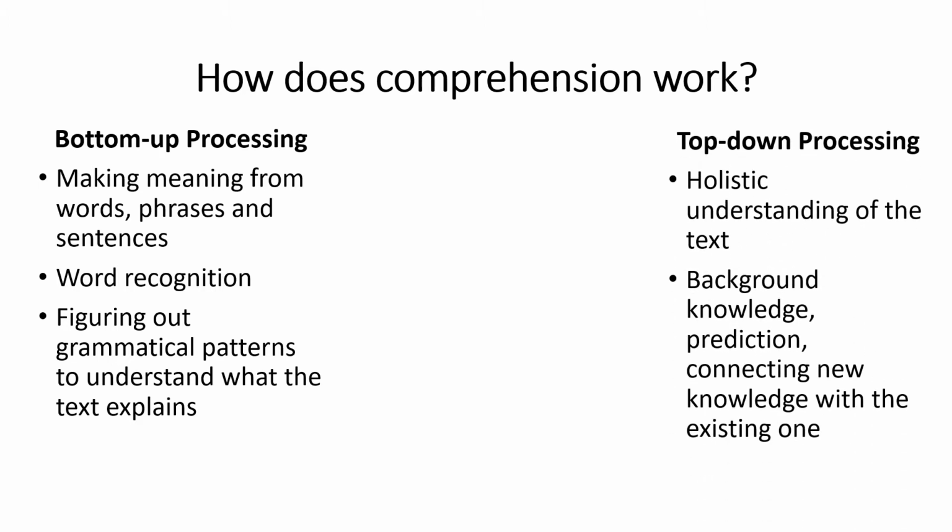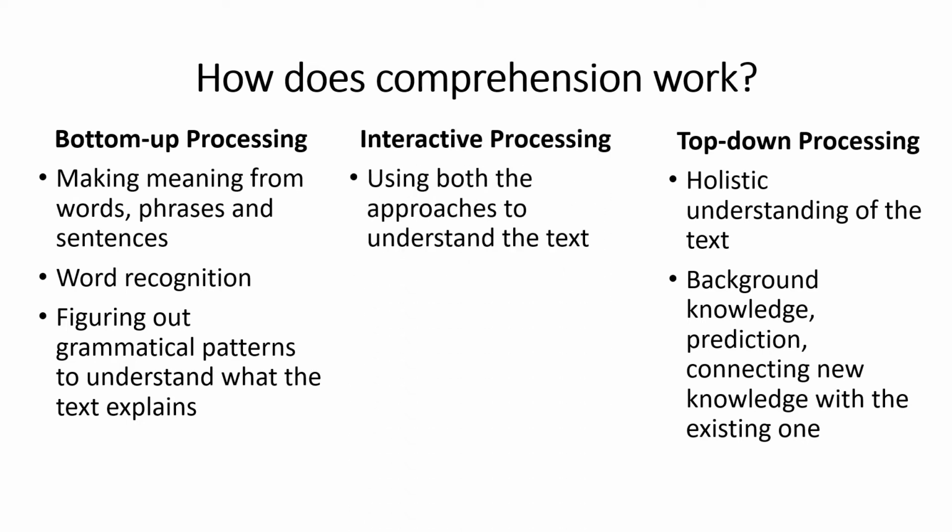On the other side of the pendulum, it's top-down processing, where we holistically understand the text. So background knowledge, prediction, connecting new knowledge with existing one, they play an important role. So here we do not go into the bottom processes of the text. Rather, we bring a lot of knowledge to the text and we try to confirm or reject our predictions and understanding whatever we have by reading selective information from the text and seeing if we are right or wrong.